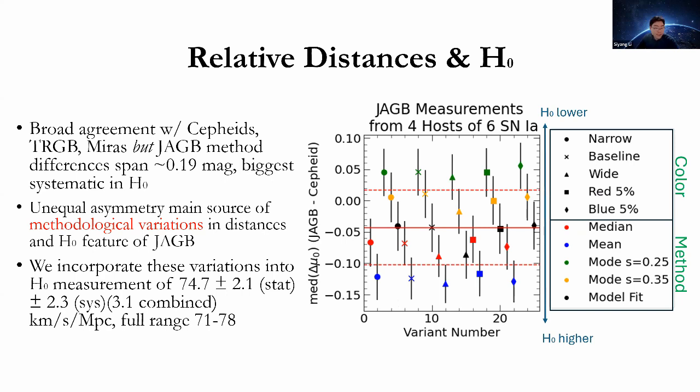And so because these variations are so large, we decided that we need to incorporate these variations into our H0 measurements. We find roughly 74.7 plus or minus about 3, although there is a full range spanning 71 to 78, depending on the type of measurement you choose.